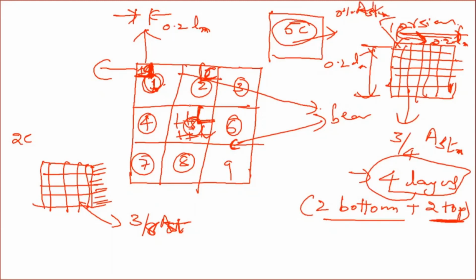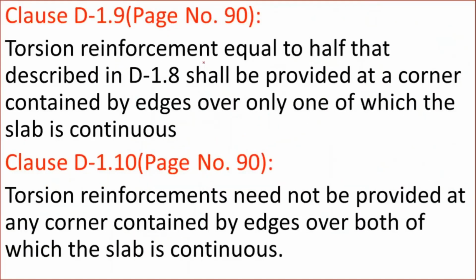Now when the corner is continuous on both the sides, then you don't need to provide any torsional reinforcement. When the corner is continuous on one side and discontinuous on another side, you have to provide 3/8 of the ASTX. When the corner is discontinuous on both the edges like this, then you have to provide 3/4 of the AST. So these are the clauses about the torsional reinforcement.